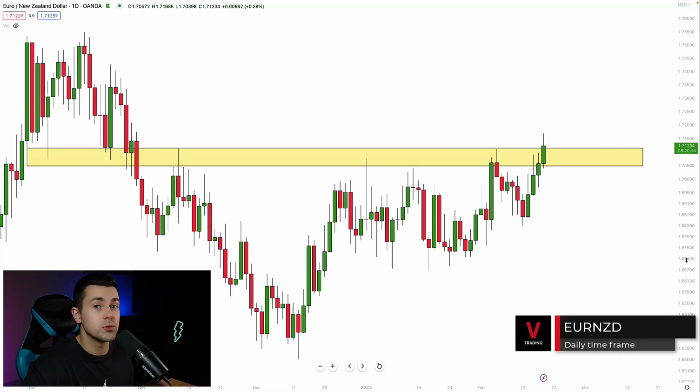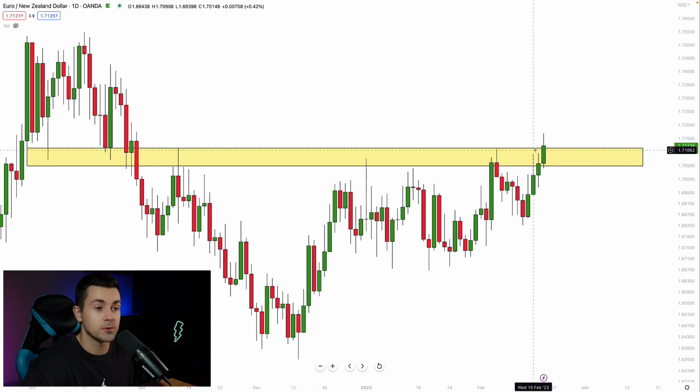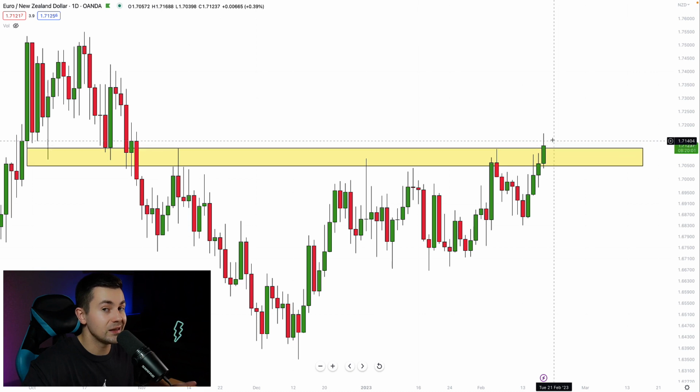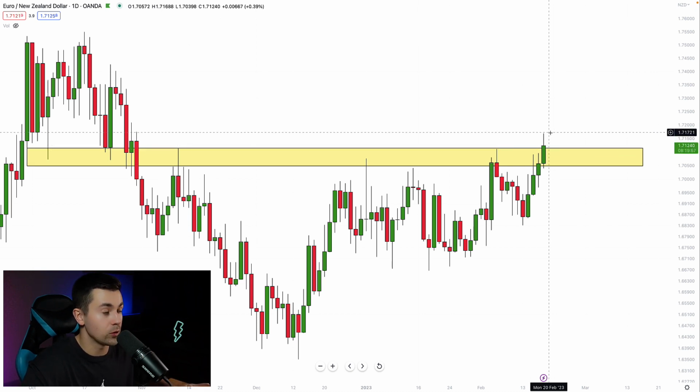We are on Euro New Zealand chart, a daily time frame, and here we see a very important horizontal structure resistance that the market is currently breaking. Of course, in order to confirm the breakout, we strictly need a daily candle close above, but that is not the only condition that we are looking for.